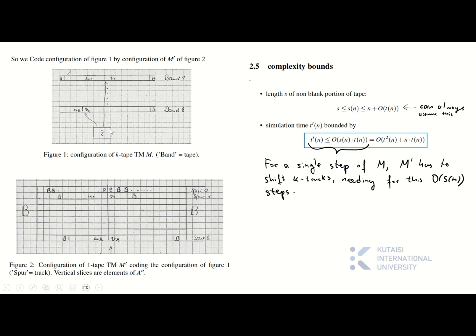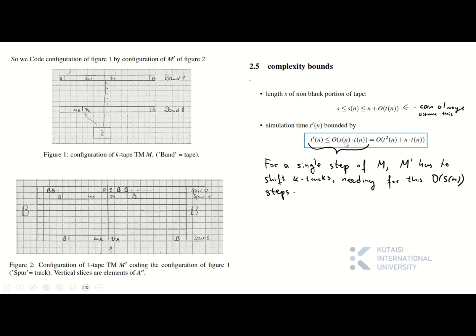And again, looking at our observation, we talked about that every single step that your k-tape machine makes, you need to shift the tracks, right? So for every one step that the k-tape machine makes, your simulating one-tape machine has to make at least as many steps as there are cells occupied. So every step needs O(Sn) many steps from a one-tape machine. That means if you want to simulate Tn many steps, you would need Sn times Tn. So the number of steps that your one-tape machine is making is bounded by the number of steps that the k-tape machine is making times Sn, because every single step needs Sn many steps in the simulation.